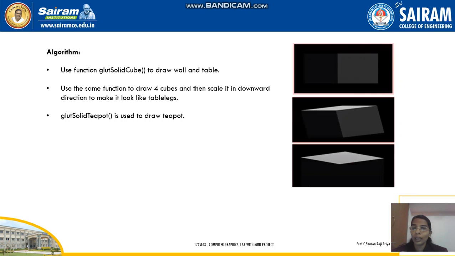Right. I'll tell you again. I'm using this glutSolidCube to draw the wall and table. And I'll be using the same glutSolidCube to draw the four legs of my table. Once the table is drawn, I'll be using the glutSolidTeapot function to draw a teapot and I'll place it on my table. Right. We can see this coding.